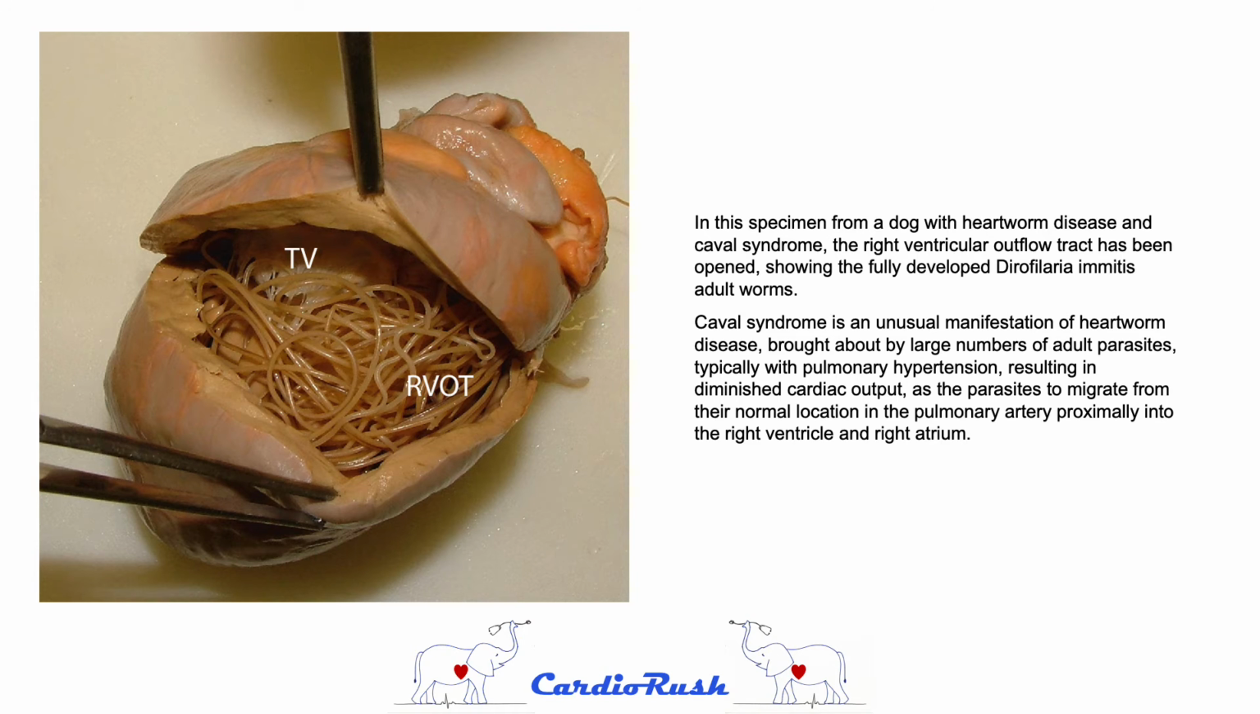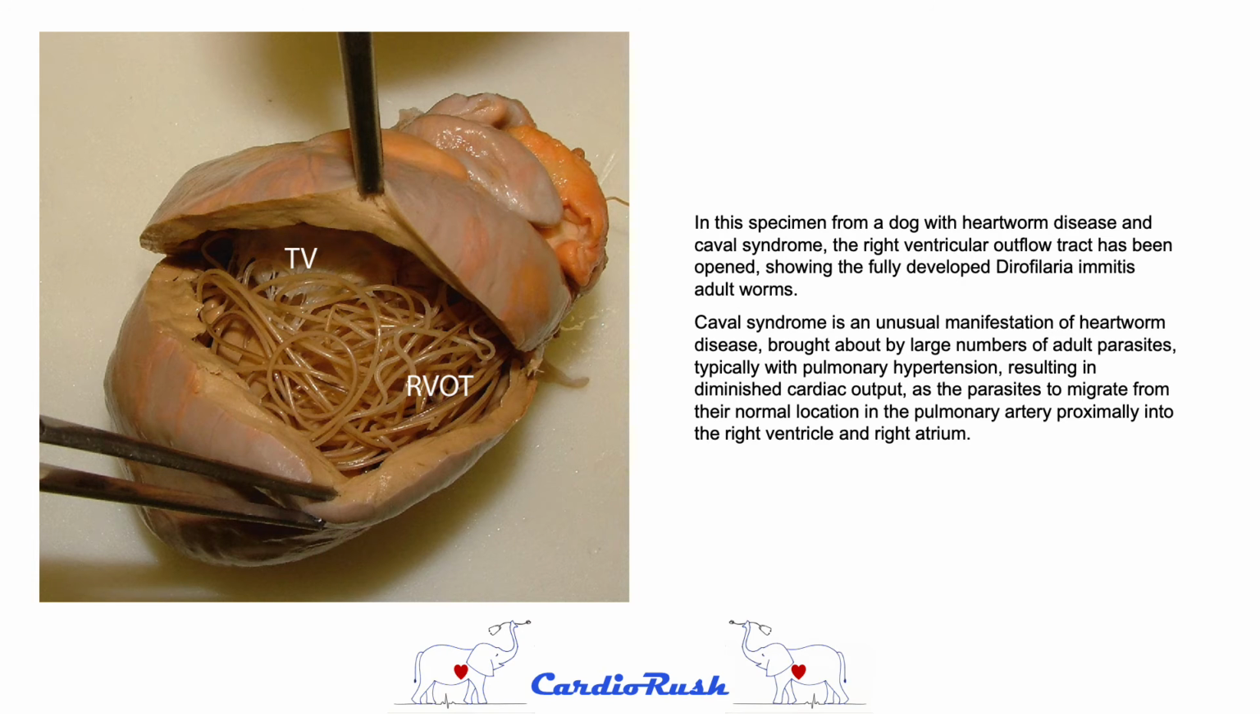Many dogs with heartworm Cavell syndrome have significant pulmonary hypertension. Radiographic findings can include right heart enlargement as well as enlarged pulmonary arteries that may be tortuous or blunted on their distal end. Some dogs can also develop right-sided heart failure.